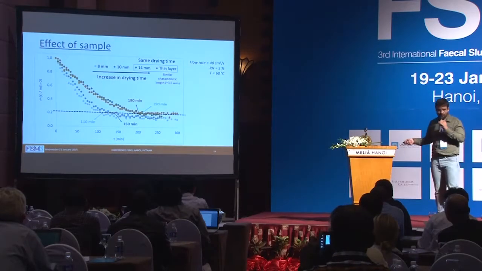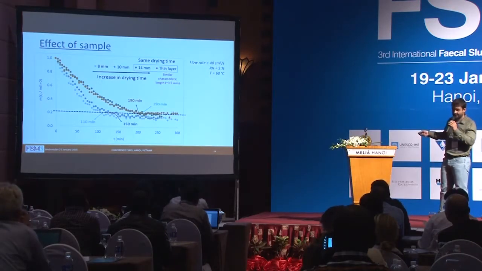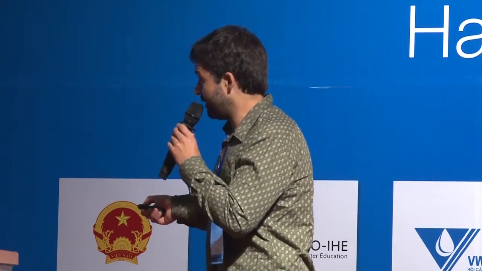And this is because when we measure the characteristic length, which is defined as the ratio between the volume and the external surface of the particle, we can see that the characteristic length is similar and is equivalent to 3.5 millimeters.